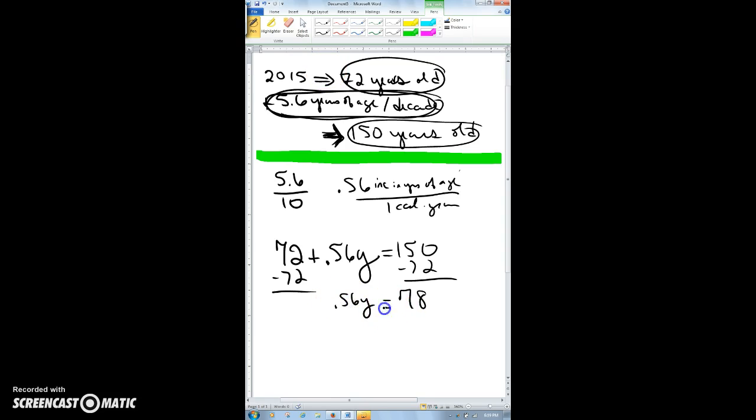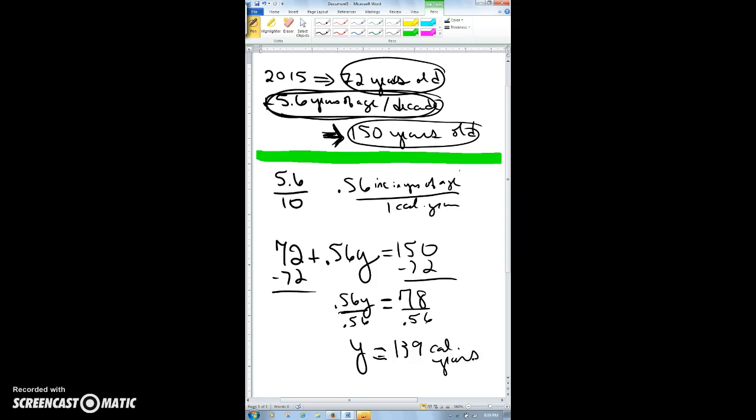So again, to work backwards, I would undo the math. If I knew forward, I'd take the years times the rate and add. But to go backwards, I'm going to subtract and divide. I'm going to do inverses to undo the math. And so for the number of years, I'm going to take my 78 divided by 0.56. And that's going to be approximately 139 calendar years.